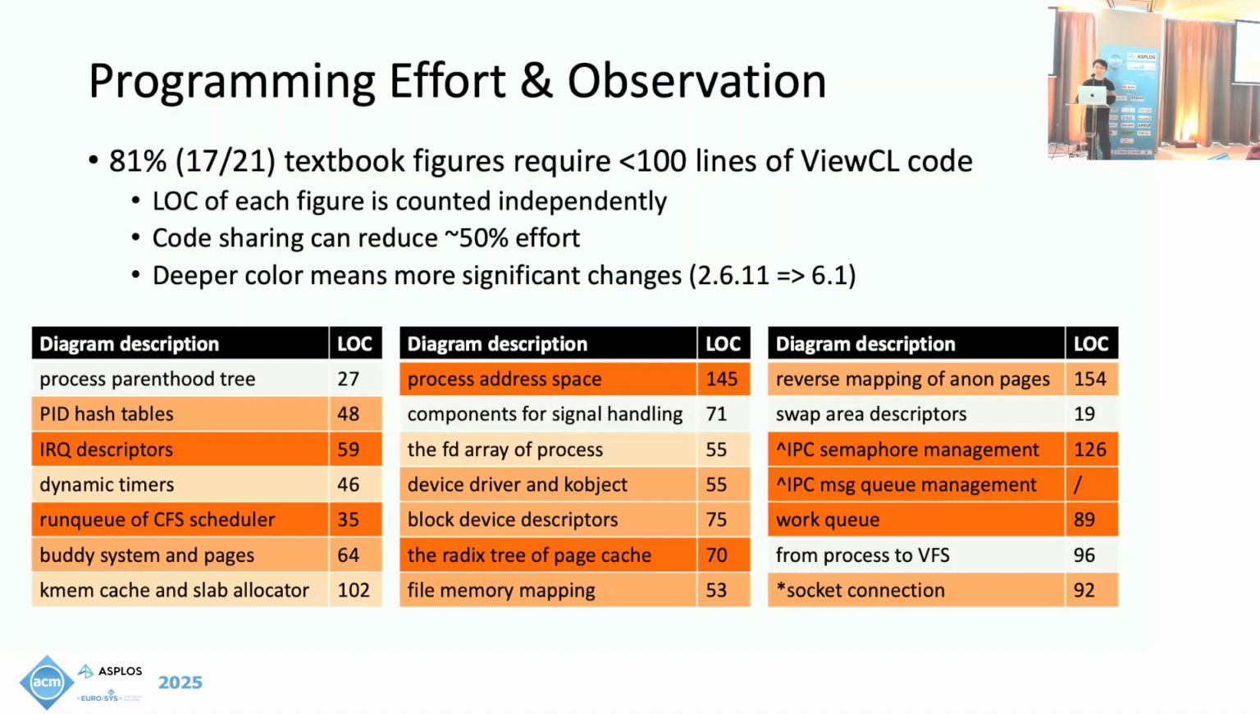Our evaluations show that the programming effort of ViewCL is acceptable, and most of the figures can be created within no more than 100 lines of code. Also note that these code lines are counted independently. Code sharing will further reduce about half of the code. We also find that most of the kernel data structures and components have evolved significantly. More than 80% of the data structures have undergone significant changes.